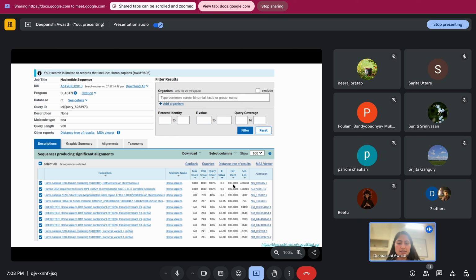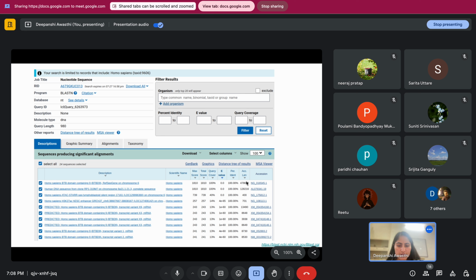Then comes percent identity. In this case it is calculating the identity between two sequences. 100% means each nucleotide is identical. So in the max score and total score, it is telling you the percent similarity. But in case of percent identity, it is telling you about the identical matches which are present between the query and the reference sequence in the BLAST.